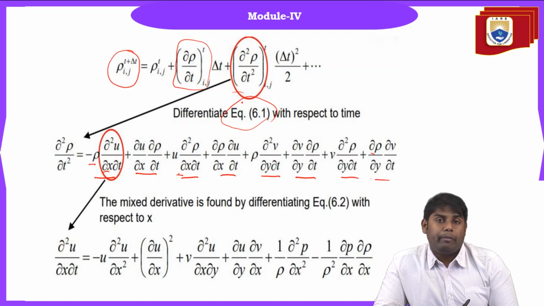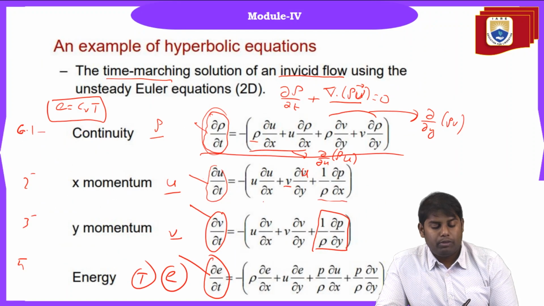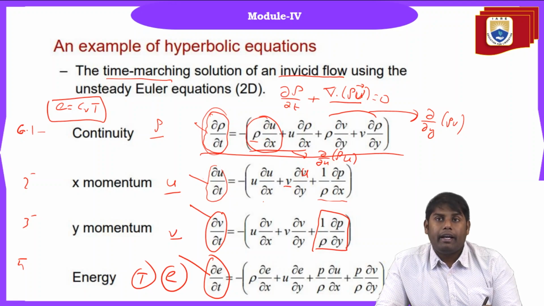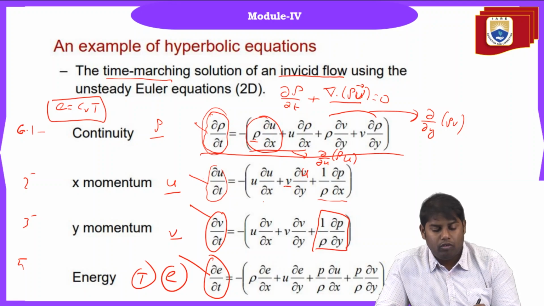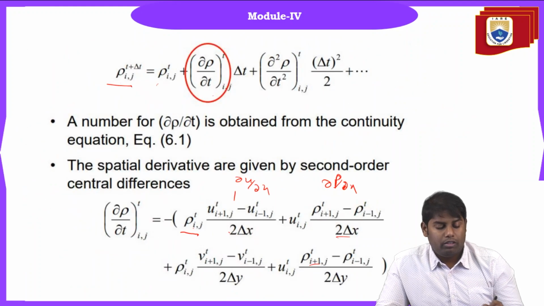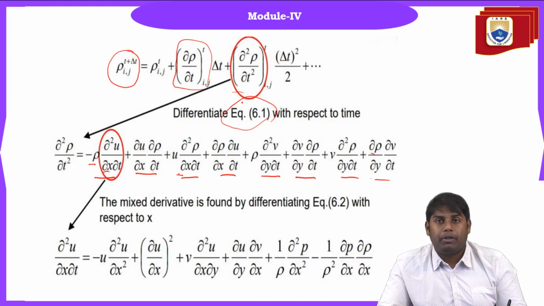These 8 terms come because in equation 6.1 we have 4 terms, and we need to differentiate these 4 terms with respect to time. Each has 2 terms: differentiating one factor with respect to time gives one term, and differentiating the other gives another. That's why 4 into 2, we have 8 terms when we differentiate with respect to time.